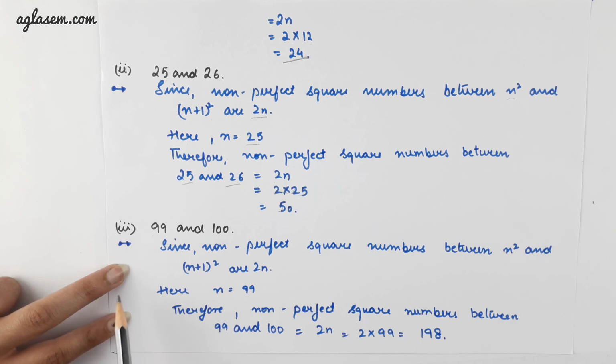The third part of the question, 99 and 100. Similarly, here also, what will be the n? n is equal to 99. Therefore, the numbers between the squares of 99 and 100 are 2n, 2 into 99, which gives us 198. That means there are 198 numbers between the squares of 99 and 100.